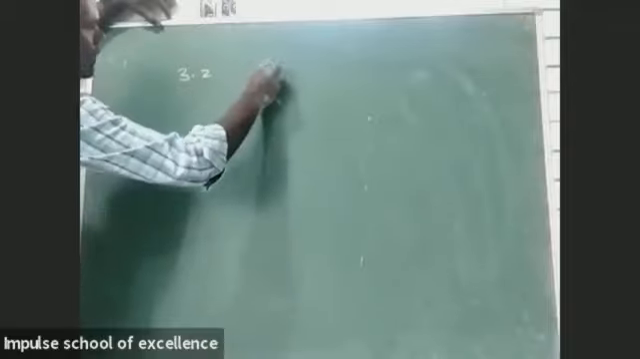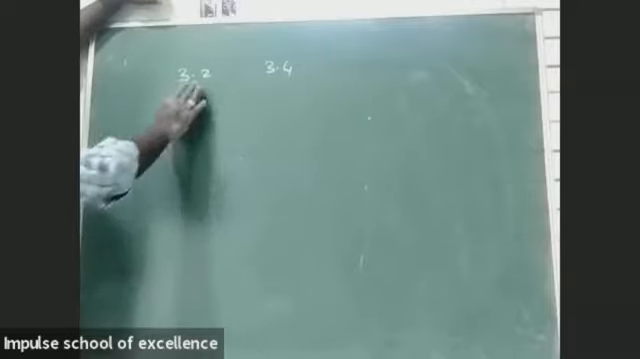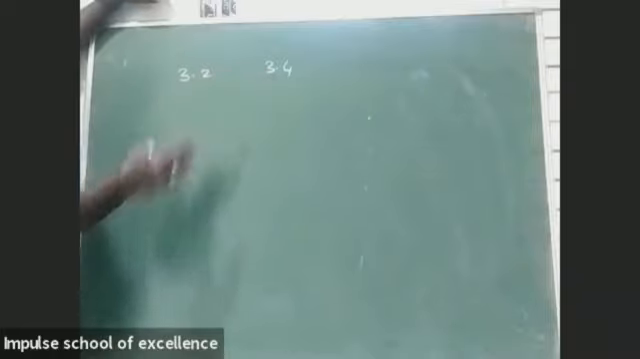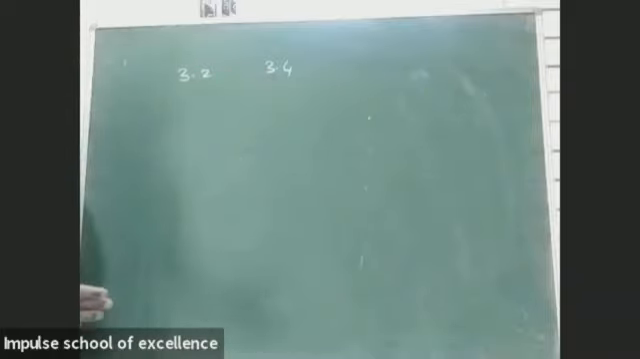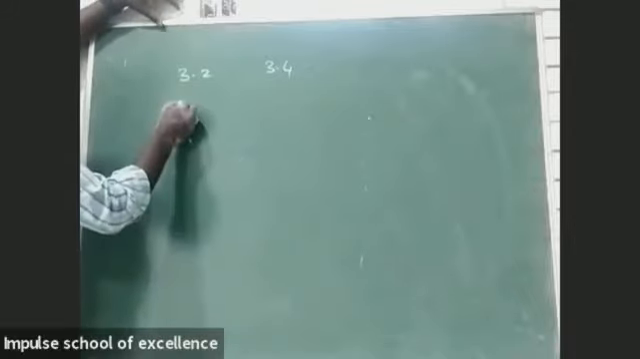How many rational numbers are there between 3.2 and 3.4? So between these two, how many rational numbers are there? They are asking. You should remember that between two rational numbers, it is possible to insert infinity of rational numbers. So how is it? You may get one doubt.